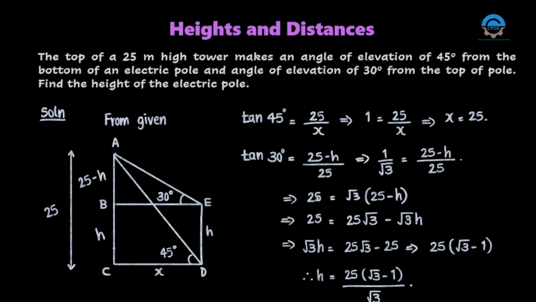Taking cross multiplication, we get 25 into 1, 25, and root 3 on the other side, root 3 into 25 minus h. Taking root 3 inside, we are getting 25 root 3 minus root 3 h. Now we are separating h to one side and numbers to another side. So root 3 h is equal to 25 root 3 minus 25. Now we can find that 25 is common. Now we are taking 25 commonly out. 25 into root 3 minus 1. So we got the value of h as 25 into root 3 minus 1, divided by root 3, since root 3 comes down. Now we got the height of the electric pole as 25 into root 3 minus 1 divided by root 3.